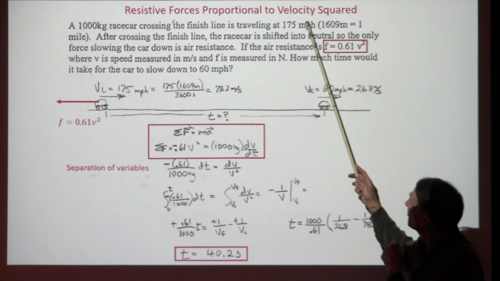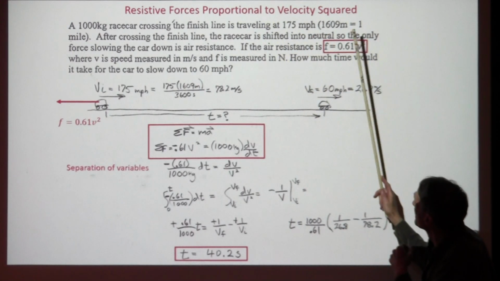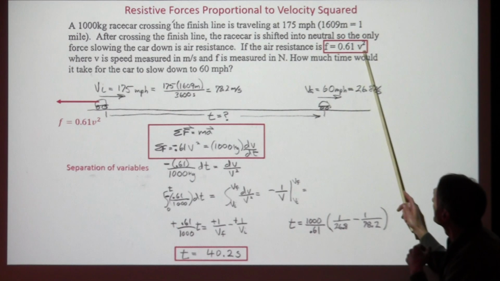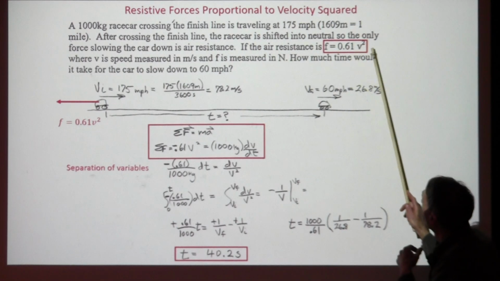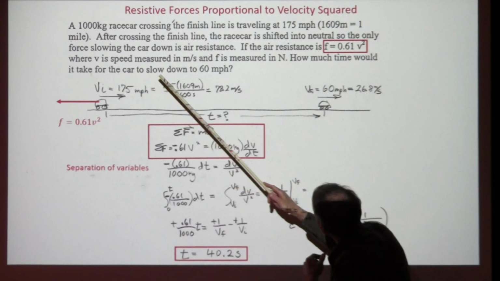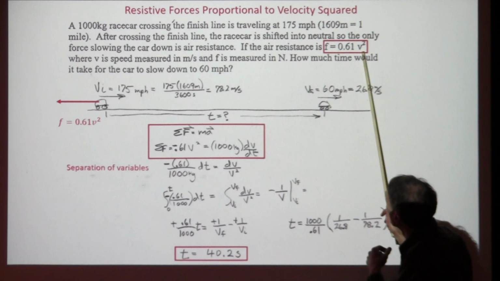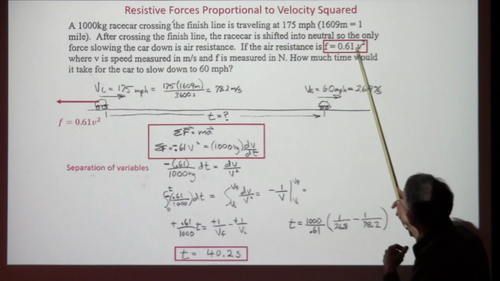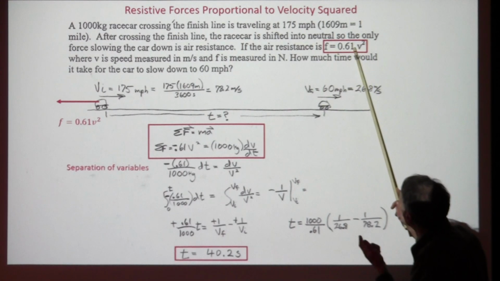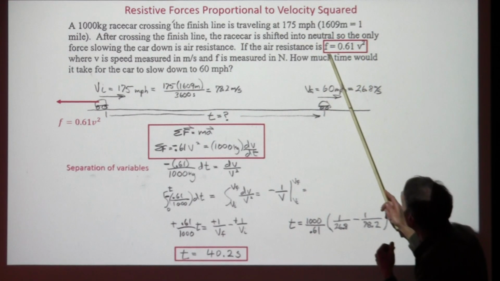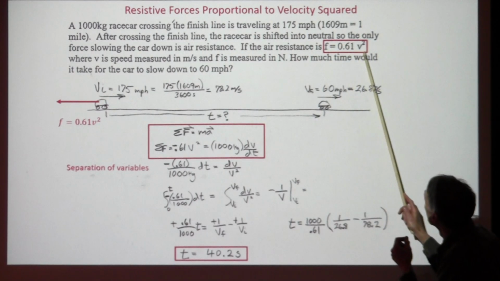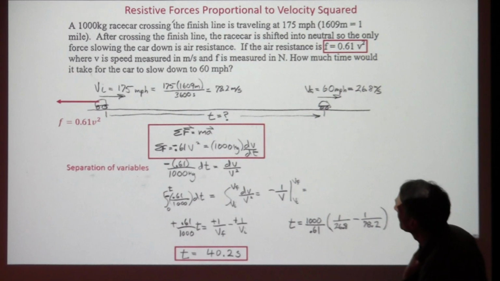Probably in most of these there's a combination between proportional to and proportional squared and even maybe higher order terms. But we're going to play with a resistive force that he says is going to be 0.61 times v squared. You want your v in meters per second, and it's going to end up giving you a force in newtons as long as you've got this formula that you're using.